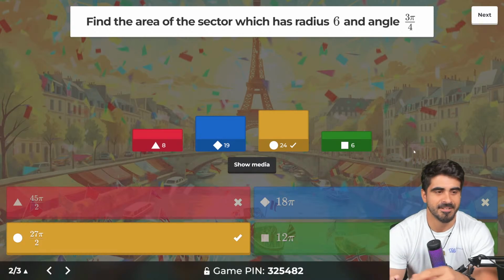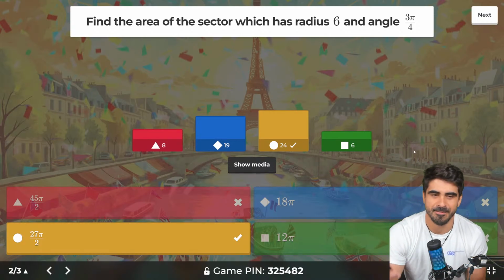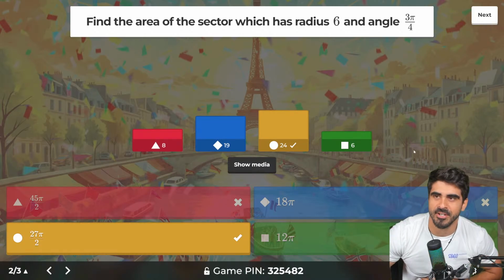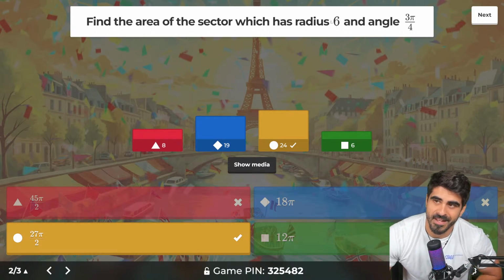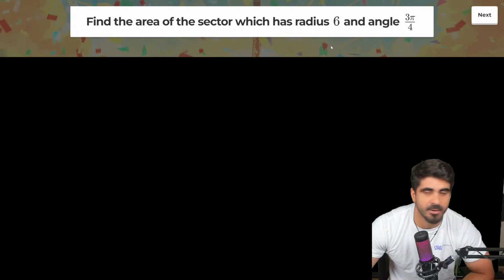Nah. Luffy. I'm 46 points behind. So half r squared theta. Half r squared. 6 squared is 36. Half of that is 18 times theta. 18 times 3 over 4 is 27 over 2. And then don't forget your pi, mate.